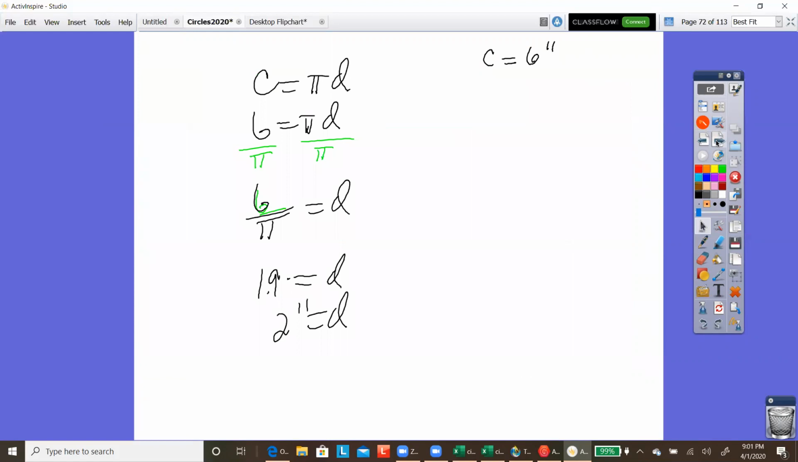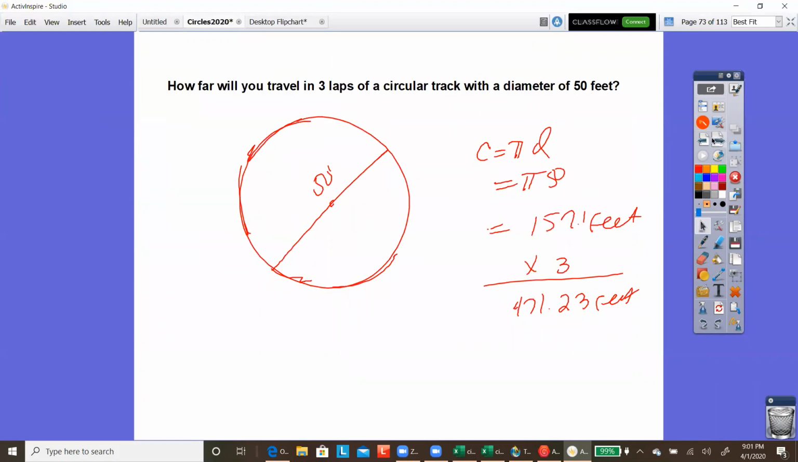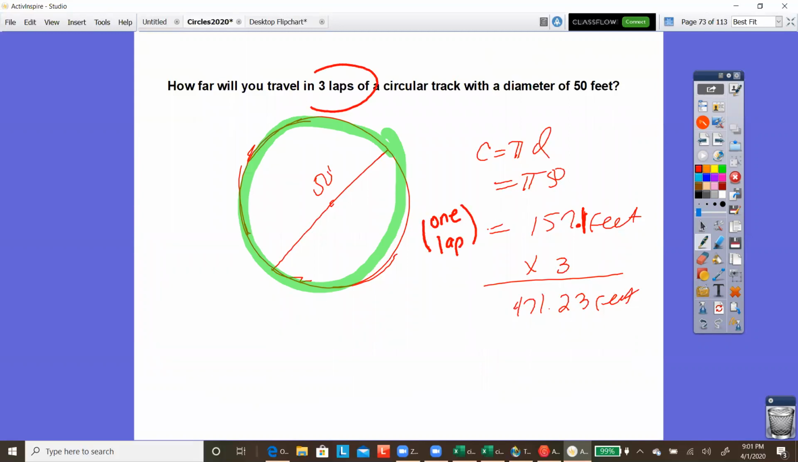Okay, I'm going to give you one more application. Here's another one with a track. How far will you travel if you run 3 laps around a circular track? Again, you're going around 3 times, so that would be a circumference problem. They're giving me a diameter, so I'm going to use the diameter version of the formula. So it's pi times diameter, pi times 50. If you plug that into your calculator and round, that's about 157.1 feet. But that would be in 1 lap. They're saying that you did 3 laps. So you multiply by 3, and it's about 471.2 feet that you travel in 3 laps.